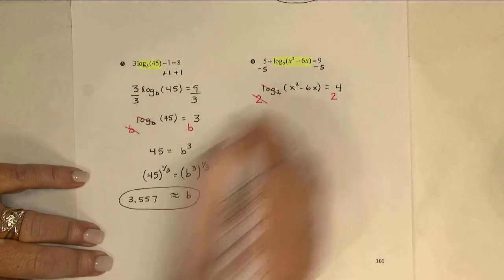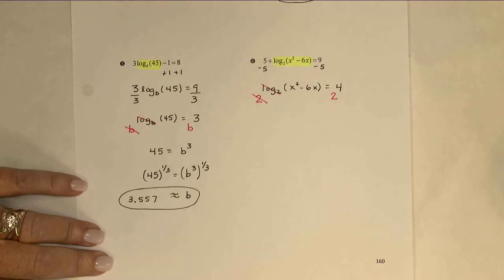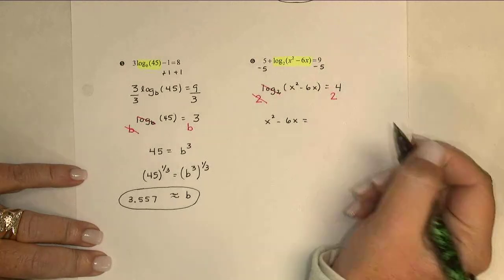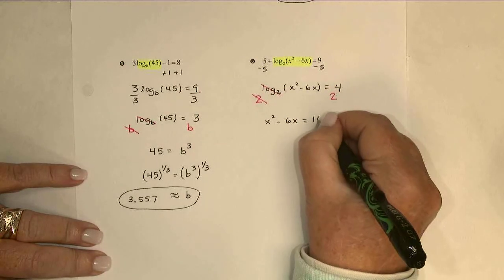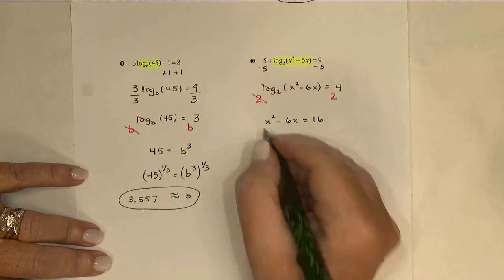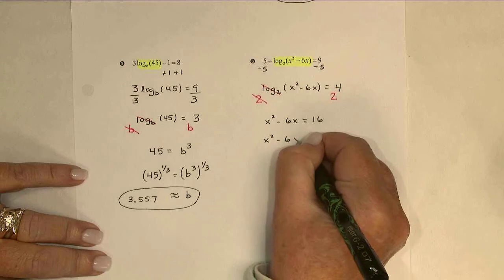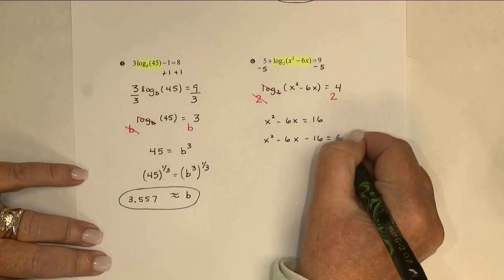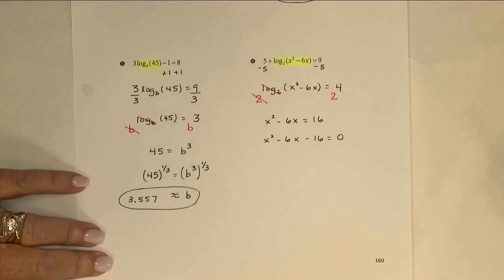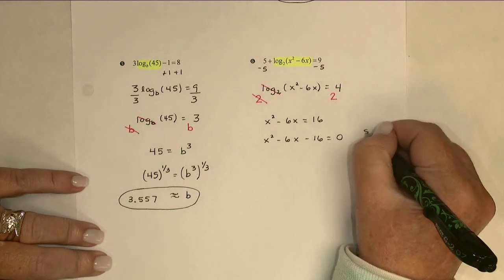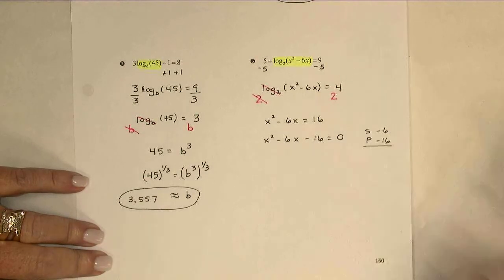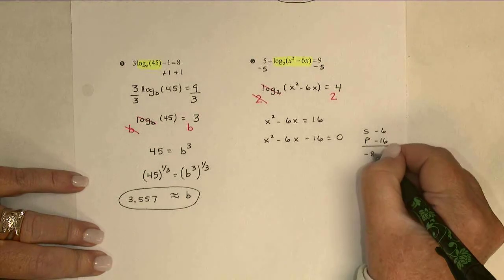allowing the inverse functions to act on one another, and giving me just x squared minus 6x equals 2 to the 4th power, or 16. See, I got a little quadratic equation here, so I'm going to get it equal to 0. And I'll try to factor. If it doesn't work, I can always use the quadratic formula if I have to. But I'm thinking a sum of negative 6, product of negative 16. That looks pretty good. Negative 8 and positive 2.